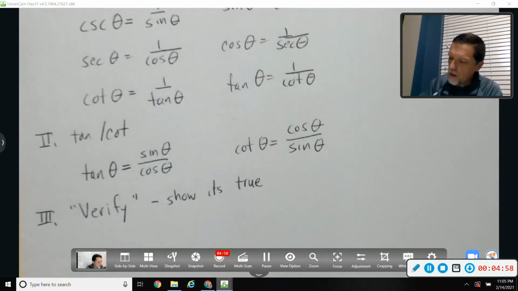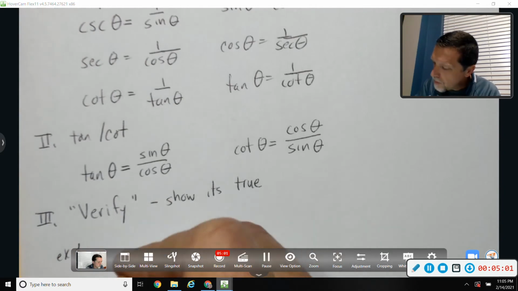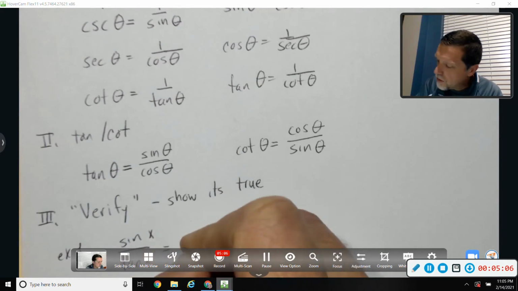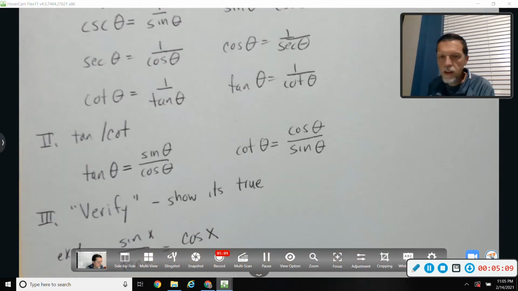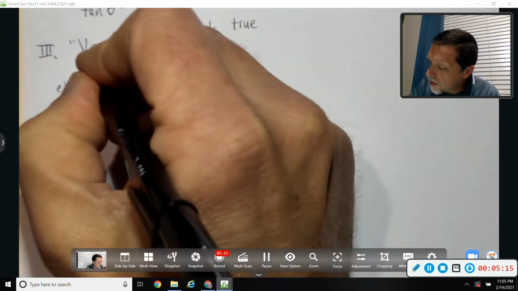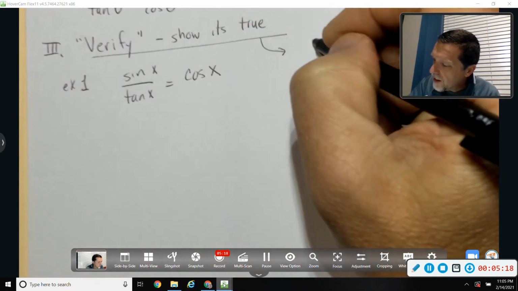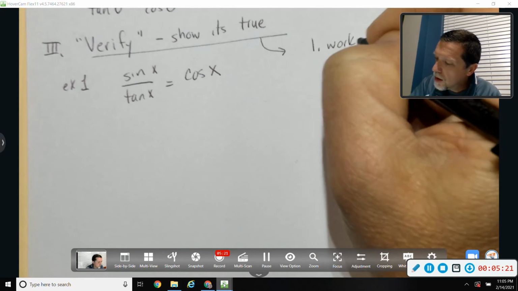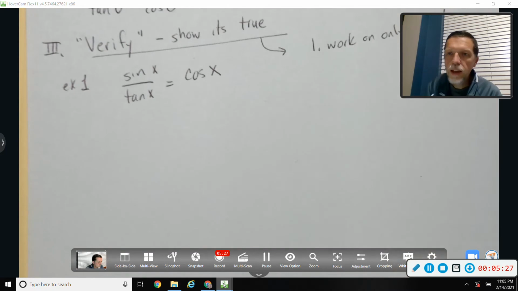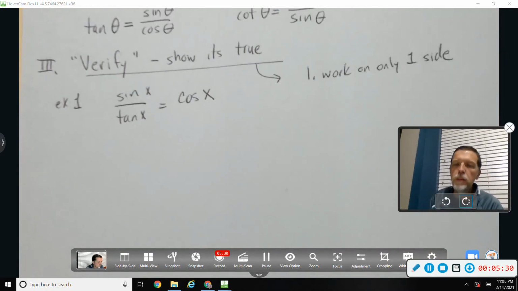So, some examples. Sine of x over tangent of x equals cosine of x. And we want to show that that's true. Now we need to do some ground rules on verifying before we start. One rule is that we always want to work on only one side. Sometimes that's easy to do, other times that's trickier, and when we get to the trickier ones, I'll show you how to cheat the system and work on both sides and then get it all on one side.